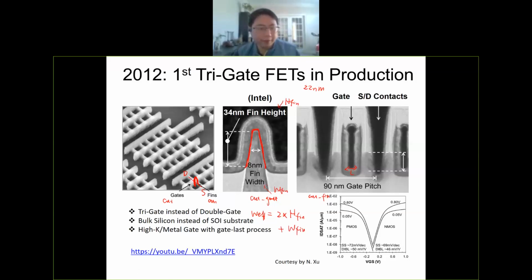Okay, so this is a FinFET, and it has become the mainstream technology from 22 nanometer, and also 14 nanometer, 10 nanometer, 7 nanometer, and 5 nanometer. So today's chips are mostly based on this FinFET.